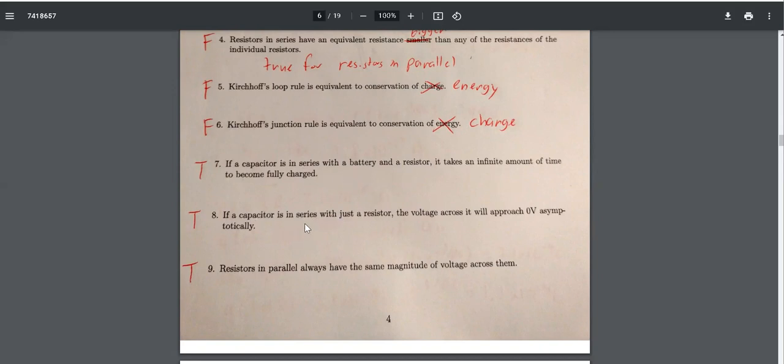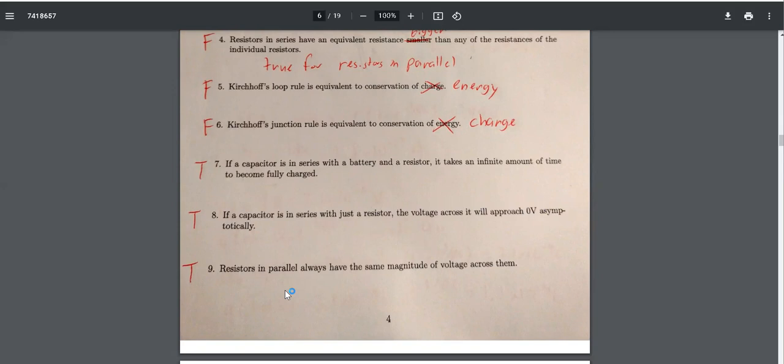So similarly, if a capacitor is discharging, that means there's no battery. It only has a capacitor and a resistor. Then the voltage will decrease with time, but it also has this exponential behavior where it takes an infinite amount of time to actually reach 0.